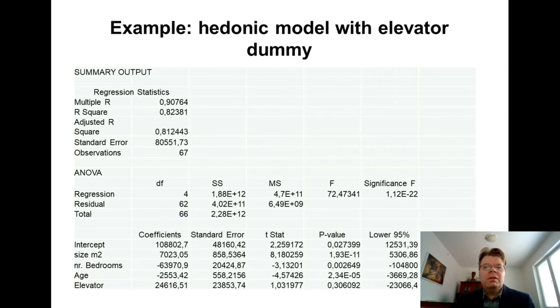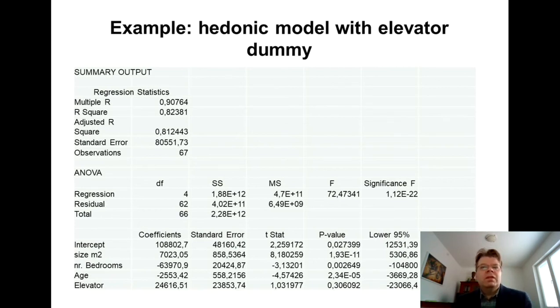So this slide illustrates what happens when I include the elevator dummy in the regression. Notice that it is just this bottom row of the table, and it indicates that the coefficient is equal to 24,616. So that would indicate that indeed there is some additional impact on the price of apartment, which would be on average almost 25,000. So compared to similar apartments that do not have elevator, apartments that have access to elevator would have about 25,000 euros higher price.